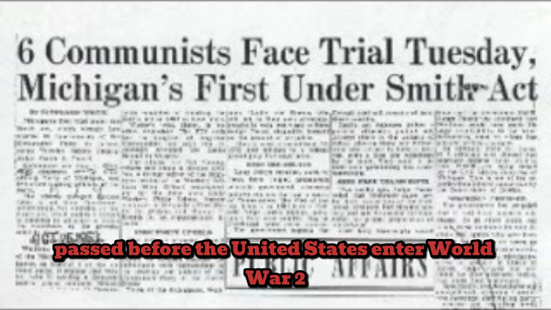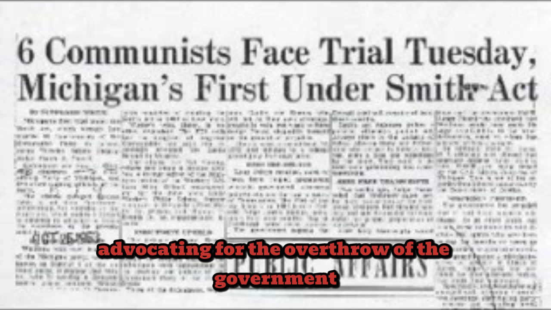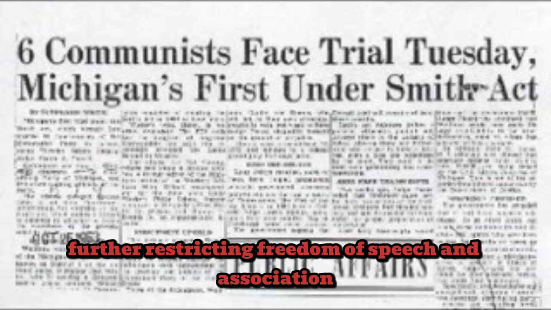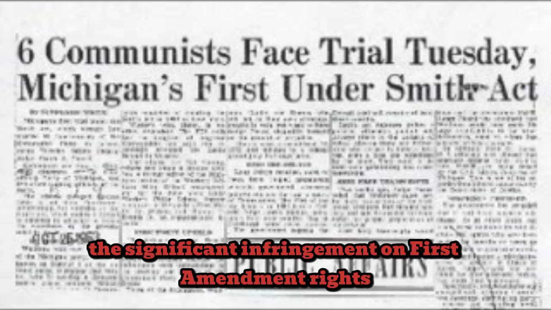Number 2. Smith Act. The Smith Act of 1940, passed before the United States entered World War II, criminalized advocating for the overthrow of the government by force or violence. This law was used to prosecute members of the Communist Party and other left-wing organizations, further restricting freedom of speech and association. These examples demonstrate how the government's response to World War II led to significant infringement on First Amendment rights, particularly for those perceived as a threat to national security.